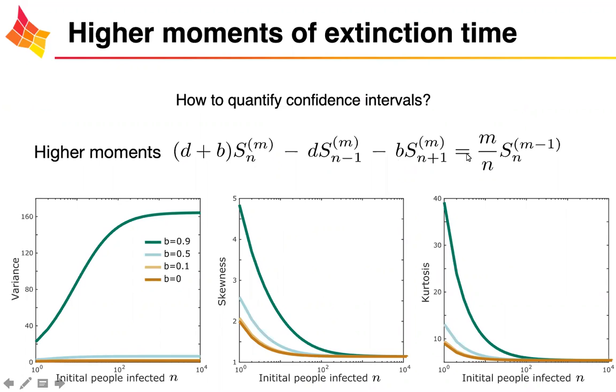Fortunately, we can come up with a simplified relation like this that can be solved numerically, and we calculate different moments of the extinction time. Here, the second, third, and fourth central moments are plotted as a function of n, not exactly s, for different values of b.